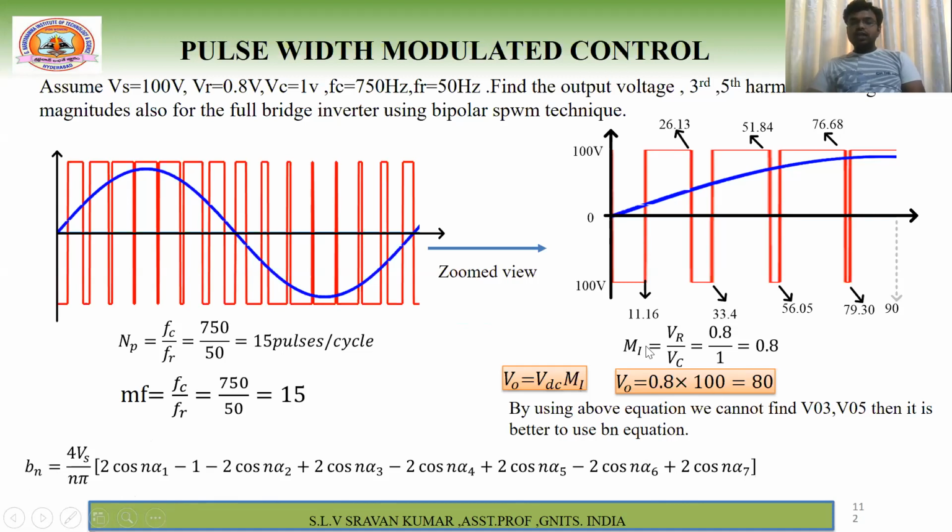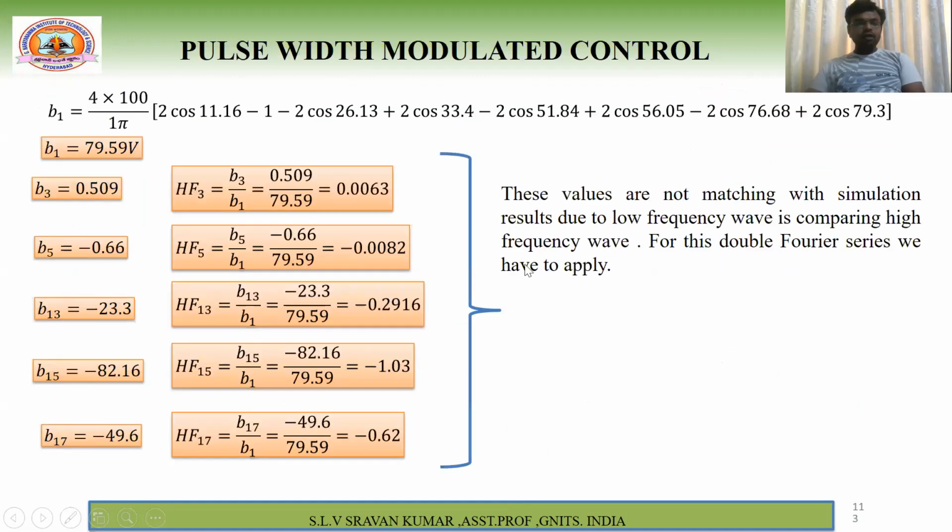And what is the modulation index? VR by Vc. VR is 0.8, Vc is 1, so we get 0.8. What is V0? VDC into modulation index. VDC is 100, so 100 into 0.8 gives 80 volts. By using this equation, you cannot find V03, V05 like that. You definitely have to go for the other equation, right? Now we'll go for that equation.